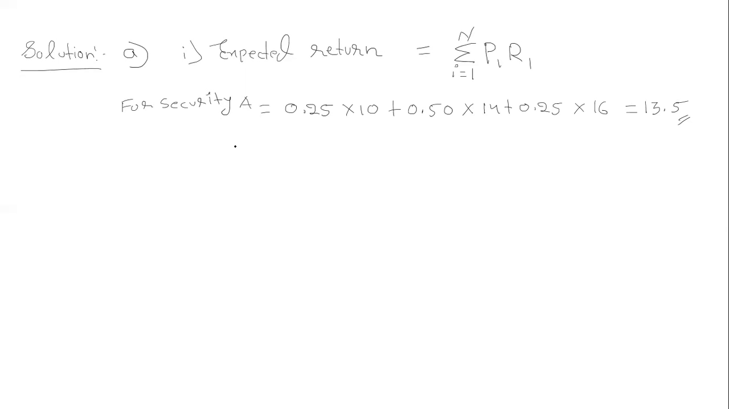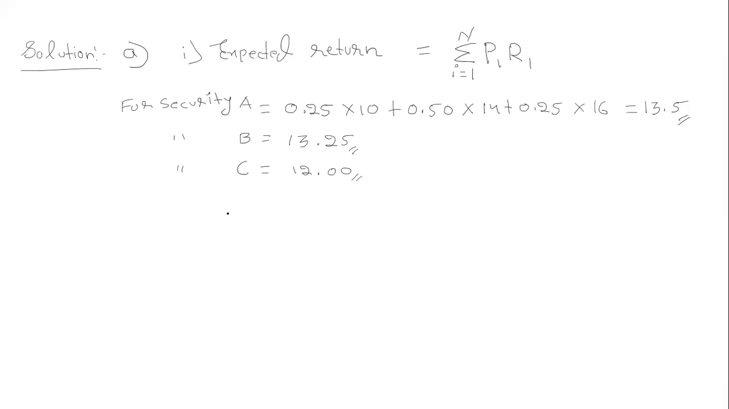And do the same thing for B and C. I'm not going to solve it in detail, I'm just directly going to put the answer here. So you please solve it, then check the answer. So for security B, the return will come to 13.25. And for security C, it will be 12.00. Please don't calculate directly; put the values in the formula and calculate. To make the video short, I'm just adding the direct values.